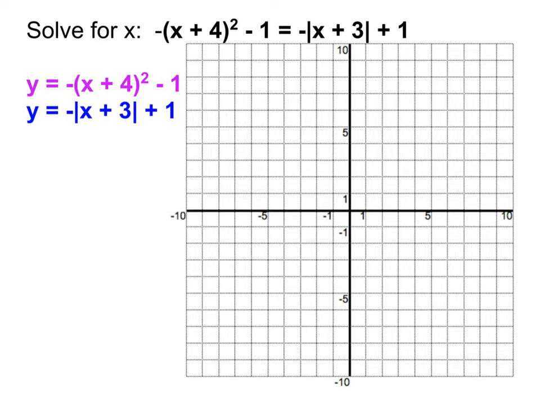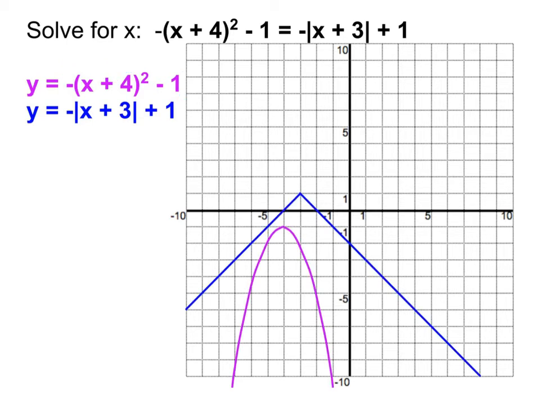So for instance, for that first one, the negative out front tells me to reflect it across the x-axis. That is, instead of opening up from my first point, I'm going to open down from my first point. The plus 4, it is inside with x, and therefore it tells me to move it in the x direction. Plus tells me to go left. And the minus 1 hanging on the end, that tells me to shift everything down 1.